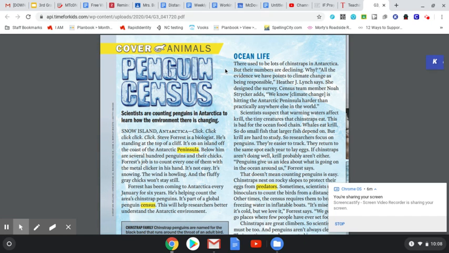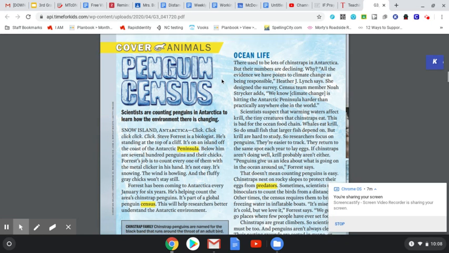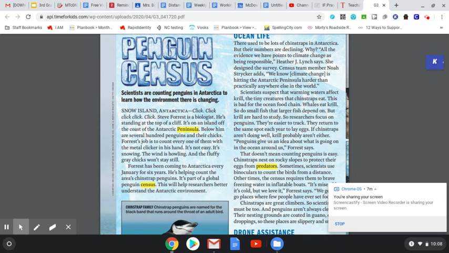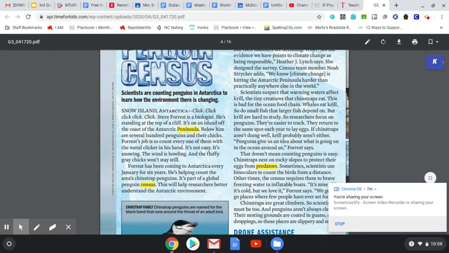There used to be lots of chinstraps in Antarctica, but their numbers are declining. Why? All the evidence we have points to climate change as being responsible, Heather J. Lynch says. She designed the survey. Census team member Noah Stryker adds, we know climate change is hitting the Antarctic Peninsula harder than practically anywhere else in the world. Scientists suspect that warming waters affect krill, the tiny creatures that chinstraps eat.